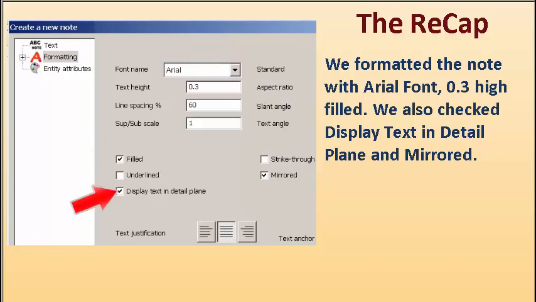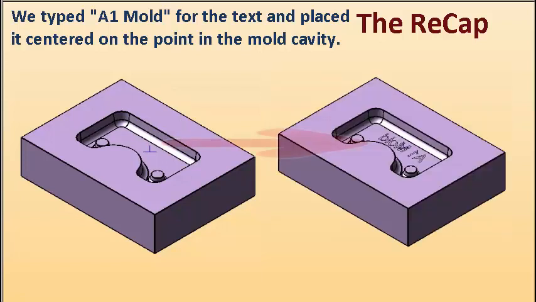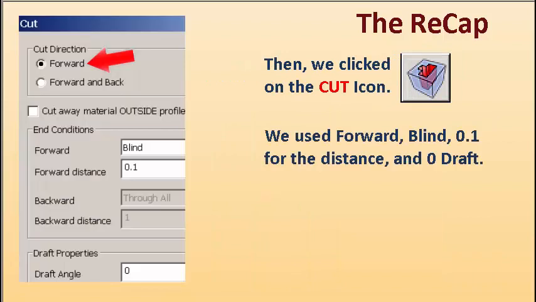We also checked Display Text in Detail Plane and Mirrored. We typed A1 mold for the text and placed it centered on the point in the mold cavity. We clicked on Generic Burst and burst the text twice to convert it to splines and lines. We then clicked on the Cut icon.